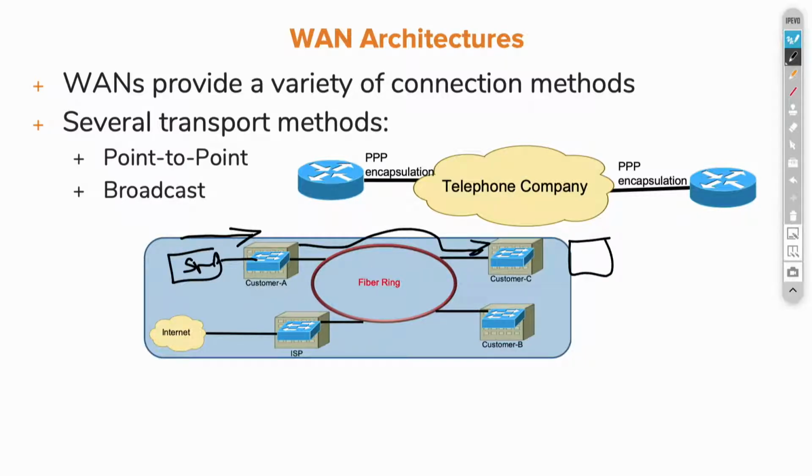So let's just put another switch right here. So this is actually owned by customer C. This switch right here is owned by customer B. This switch right here is owned by customer A. And here's what's the difference.